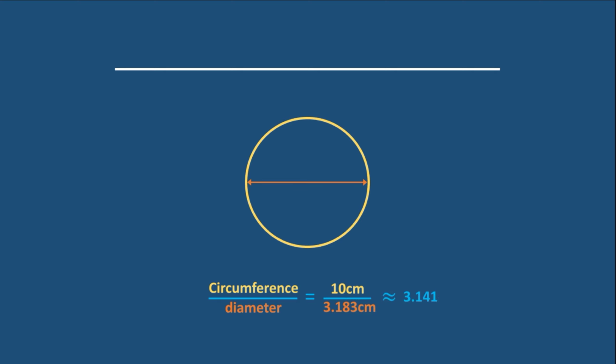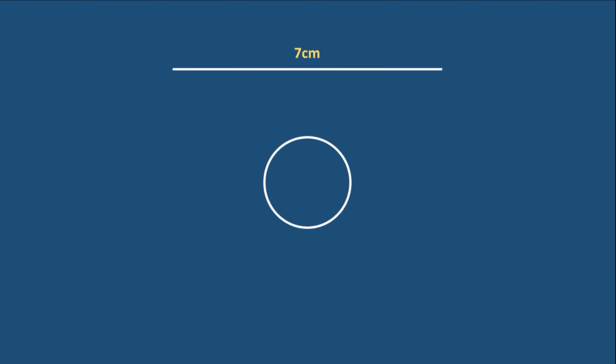Now let's take a wire of another length and make a circle out of it. The second wire is 7 centimeters. We changed this wire into the shape of a circle. Then we got its diameter as 2.228 centimeters. Let us now look at the ratio of both its circumference and diameter. Dividing 7 centimeters by 2.228 centimeters, we again get the same value of 3.141.